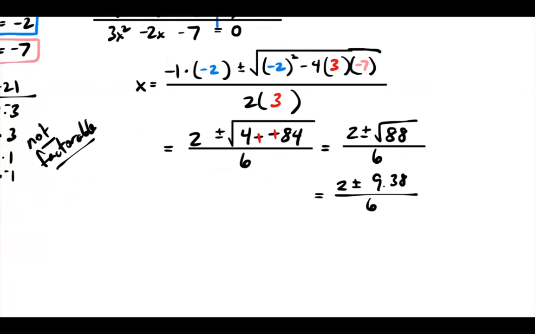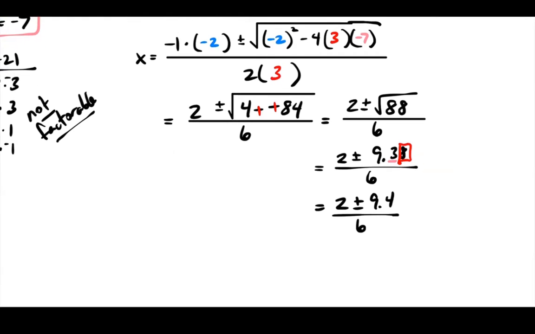The tenths is the 3. One decimal place. So that 8 is the one that's going to tell me whether I round up or down. That 8 means round up. Anything 5, 6, 7, 8, 9, round up. 0, 1, 2, 3, 4, stay where you're at. So now it's going to be 2 plus or minus 9.4 divided by 6.